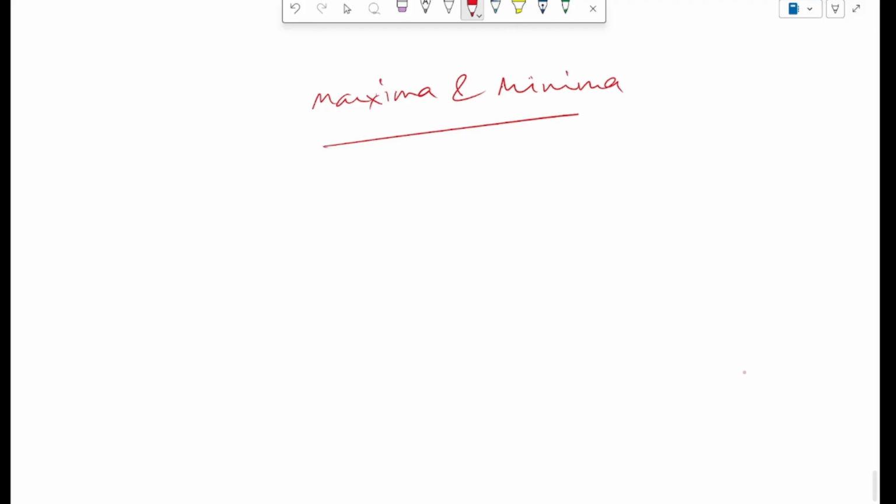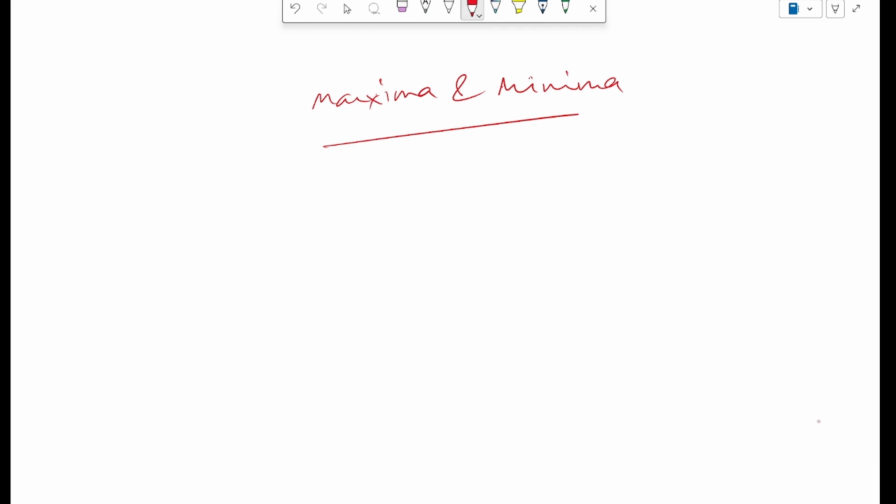Topic name, I am writing from the syllabus, whatever the exact name given in the syllabus for GATE DA, I am writing those names. But we will discuss in detail all the connecting topics and derivatives and use of derivative, everything in this topic. So let's start.